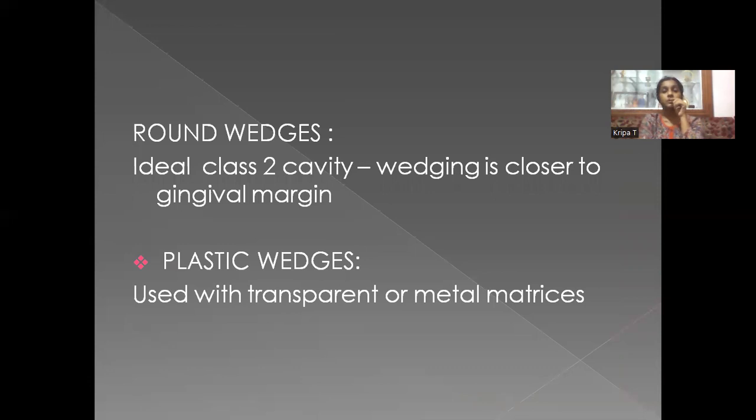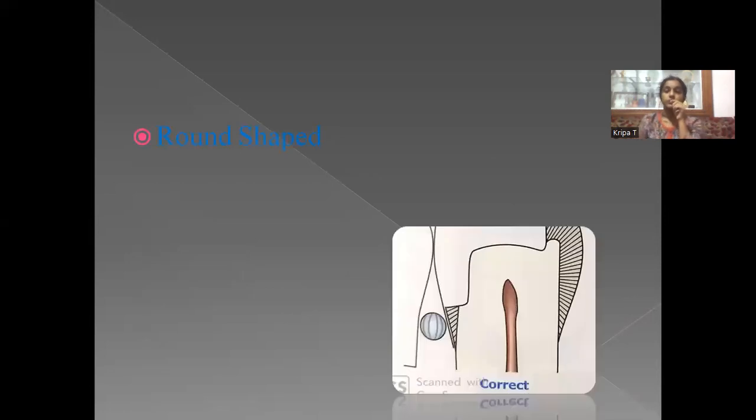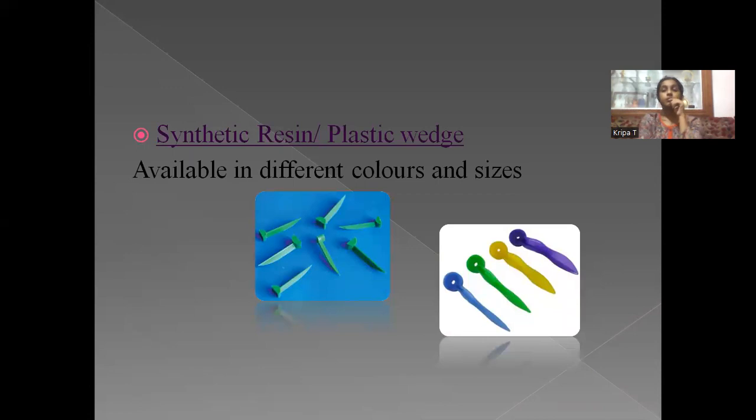Round wedges can also be used when it is not so deep seated. Plastic wedges are either transparent or metal. This is the round shaped wedge which has its correct placement. These are synthetic resin or plastic wedges available in various colors and sizes. Here you can see the wave shape of the wedge also. These wedges are easier for placement through the embrasure as they enter fast and the patient will have least discomfort.